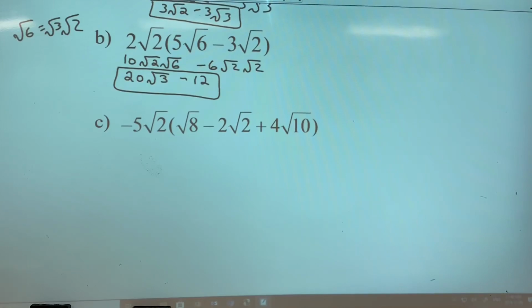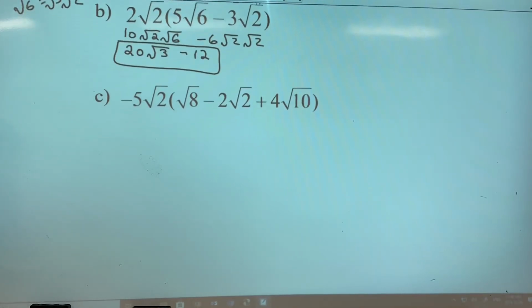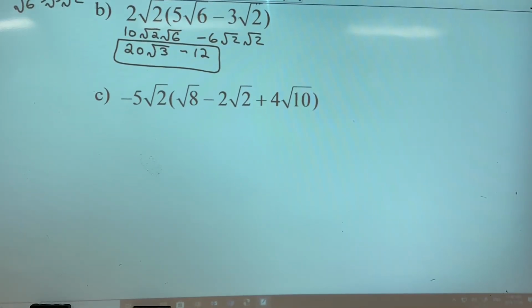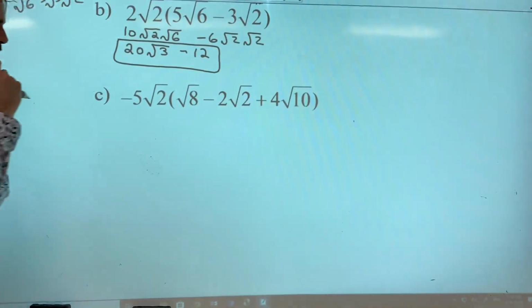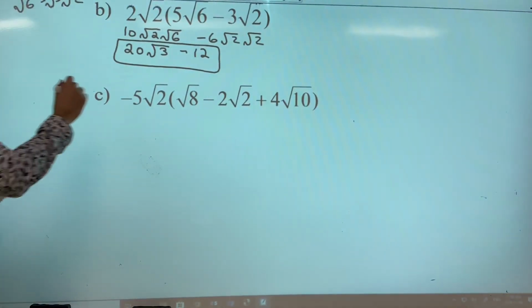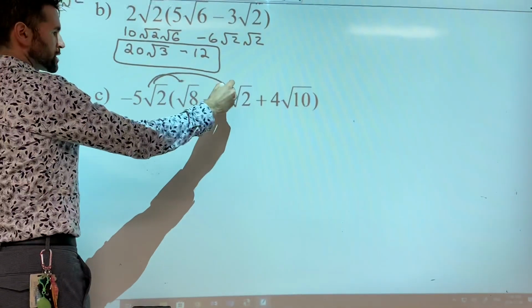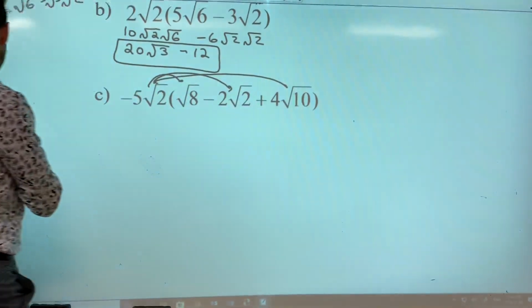Why don't you try C on your own? Then I'll start writing the answer. There's lots of ways to tackle it. Like you could start breaking down the square root of 8 because you could simplify that. But honestly, for me, I'm just going to multiply each term by whatever's in front here.